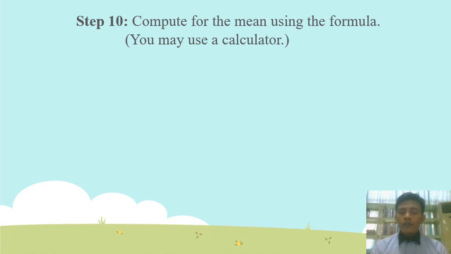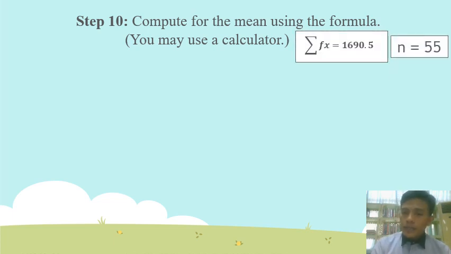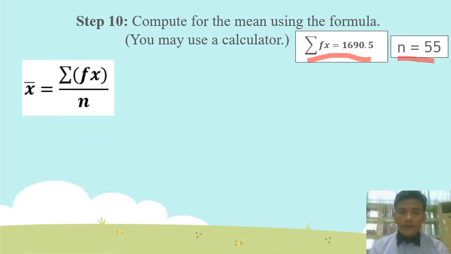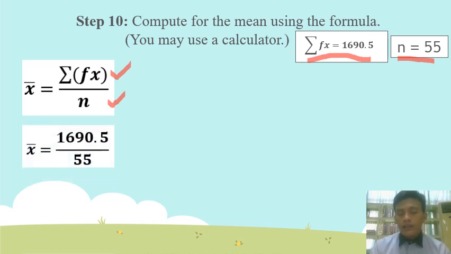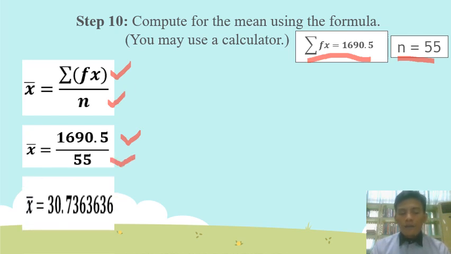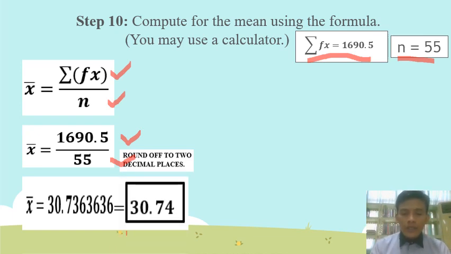Step 10. Now, this is the time to compute the mean using the formula. This will be the given data as we computed already. Summation of f of x is 1690.5. The value of our n is equal to 55. So, the mean formula is equal to summation of f of x divided by n. Then substitute all the values of summation of f of x and n. So 1690.5 divided by 55. So our mean is 30.7363636. We need to round off to 2 decimal places. The value of our mean is 30.74.